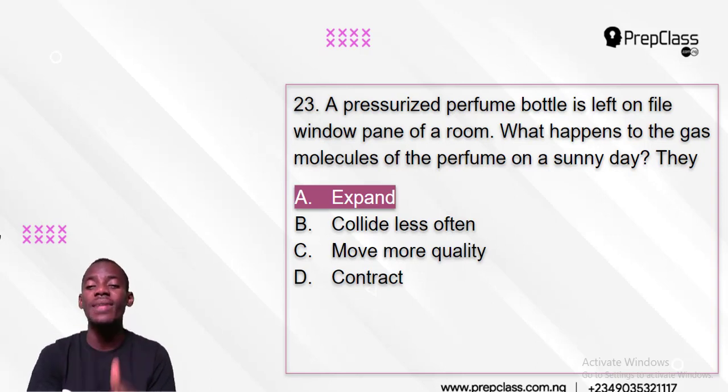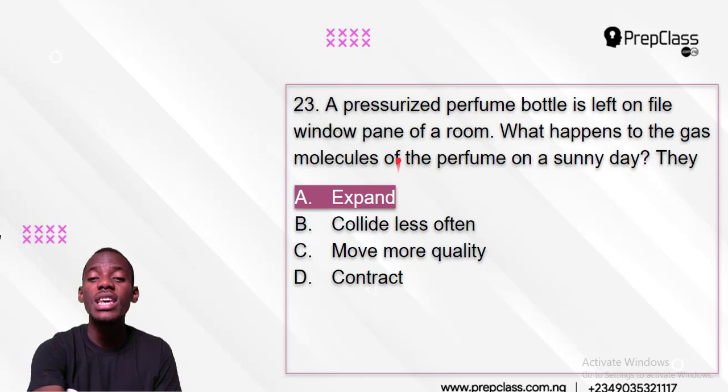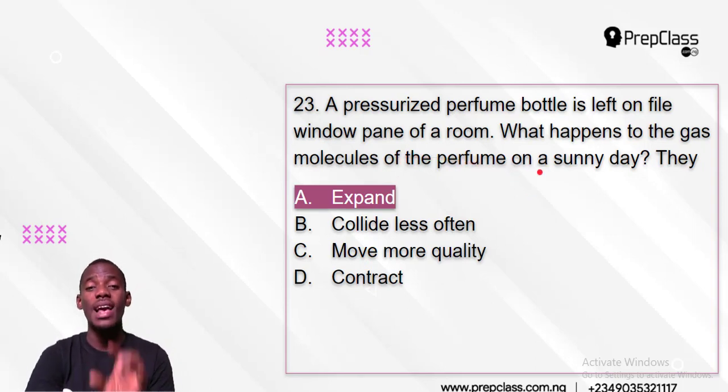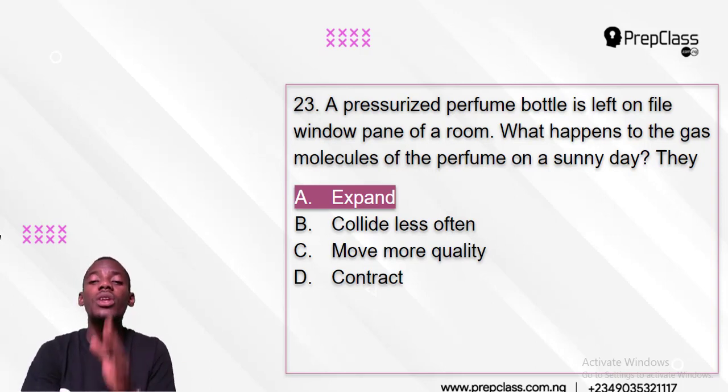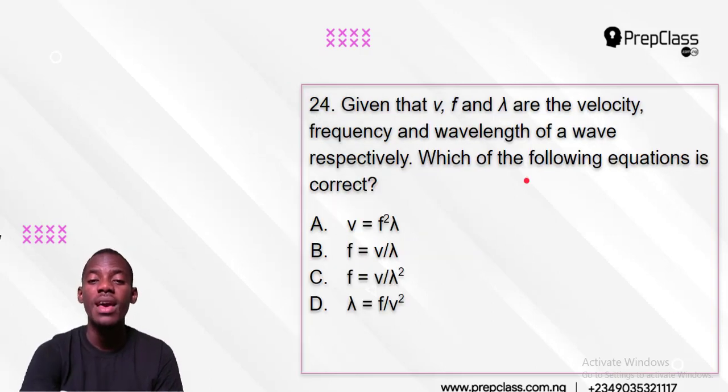Whenever something is heated, the ray of the sun is going to heat the perfume, and it will cause expansion. If it is a tough glass, the glass might crack, because expansion makes glasses crack, and it can shatter if it becomes too much. So the perfume will begin to expand because of the heat of the sun. That's the answer, A, expansion.